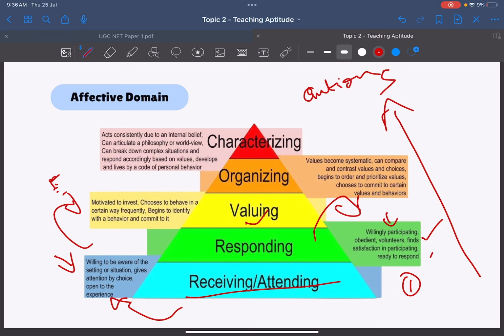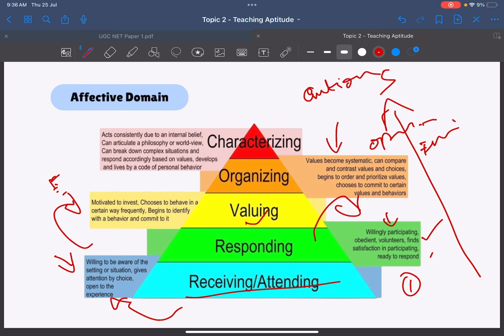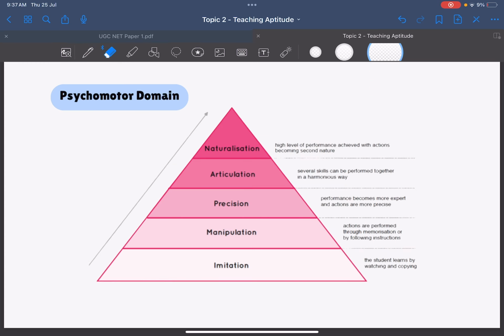Next is organizing, where he prefers to use a cycle or uses less plastic. And finally, characterizing, where his actions are more eco-friendly, where he more often than not takes environmentally friendly decisions. Next is the psychomotor domain, related to action.